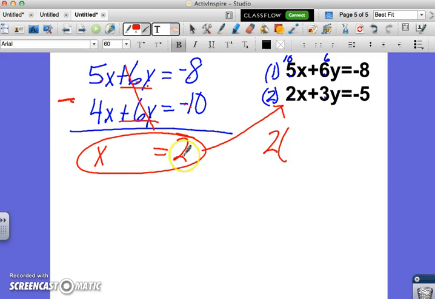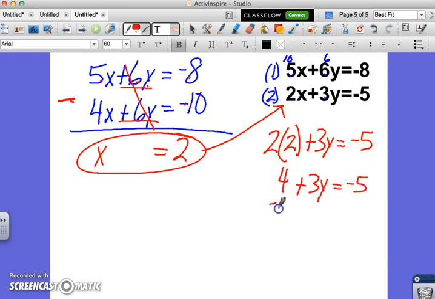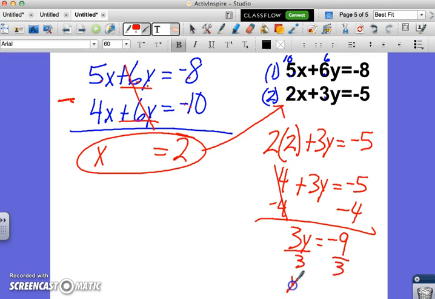So x is 2, so 2 times 2 plus 3 times y equals negative 5. 2 times 2 is 4 plus 3y equals negative 5. Now subtract 4. Remember, we're solving for y, so we'll leave the best for last. 3 times y equals negative 9. Divide both sides by 3. We find that y equals negative 3. So what does that mean? That means our solution, these two lines intersect at the point 2, negative 3.